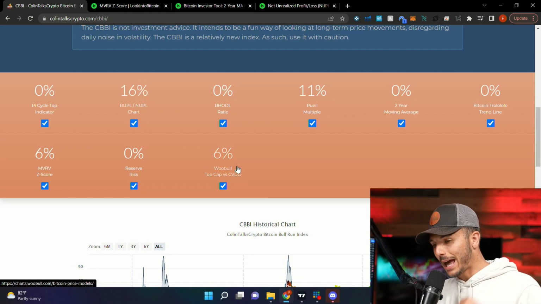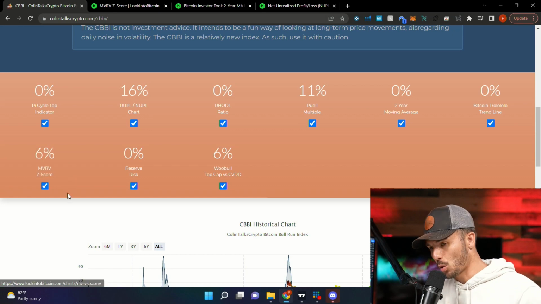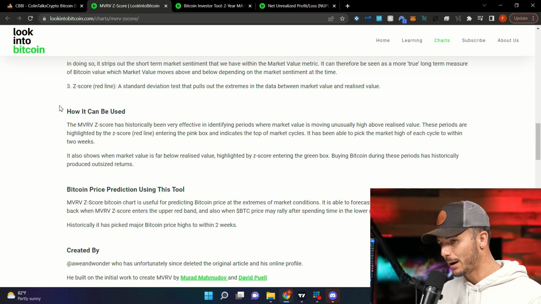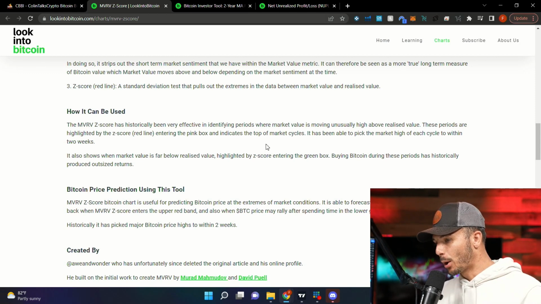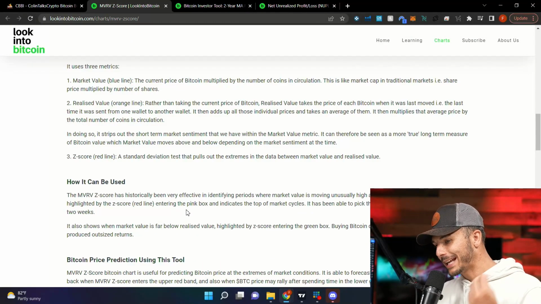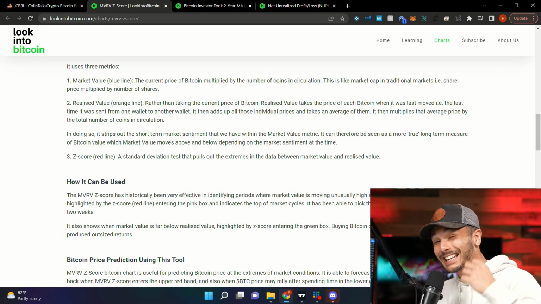Now, I want to take a look at one more metric here, and that's going to be the MVRV Z-score. So if we come over to this chart, I do just want to explain it real quickly. If you come down here to the how it can be used section, you can see the MVRV Z-score has historically been very effective in identifying periods where market value is moving unusually high above realized value. These periods are highlighted by the Z-score, which is this red line that you see on the chart, entering into the pink box and indicates the top of market cycles. It has been able to pick the market high of each cycle within 2 weeks.